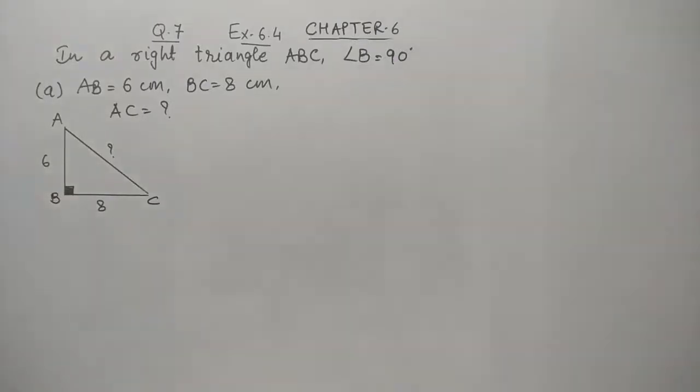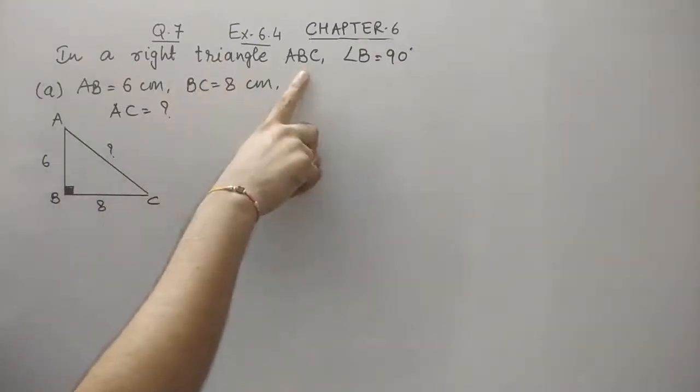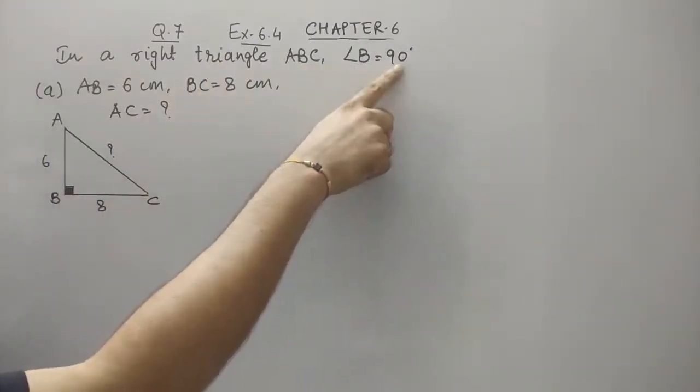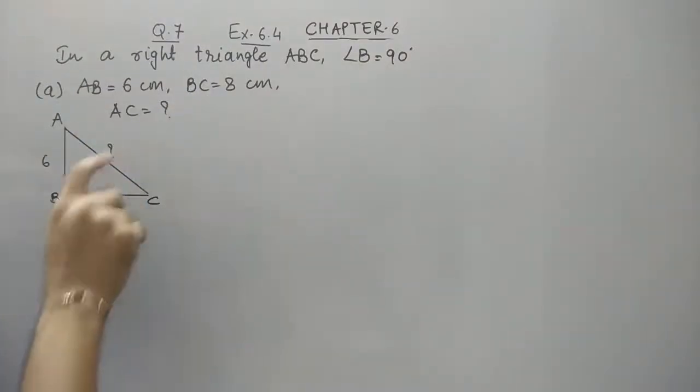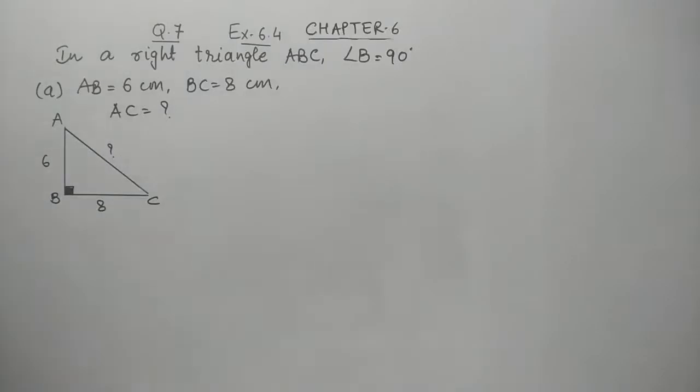Let's see one of the very important questions of this exercise. It is given that in a right angle triangle ABC, angle B is the right angle, side AB is given 6, BC is given 8, and we have to find AC. So students, do you recall that in the previous exercise, 6.2, we did Pythagorean triplets? The Pythagorean triplets are used to find the third side of a right angle triangle.